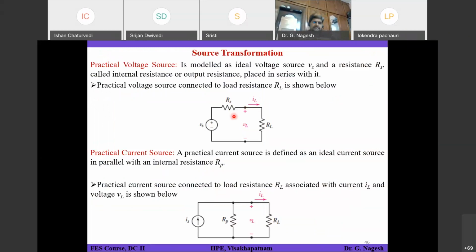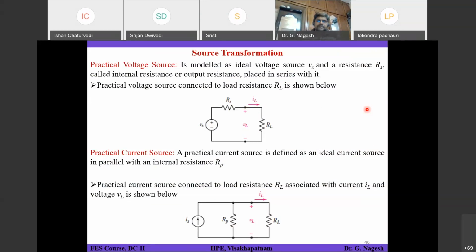So till now we have discussed ideal independent sources, ideal voltage source or ideal current source. But in reality, this kind of source will never exist. Theoretically they may exist, but in practical circuits they are not going to exist. So now we will see what is called a practical voltage source.